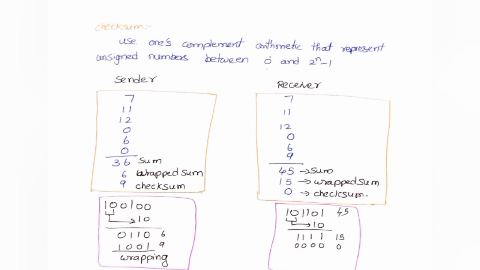So in this manner we will perform the different types of error detection mechanisms. And remember one thing, that we are using these mechanisms only to find whether there is any error or not.